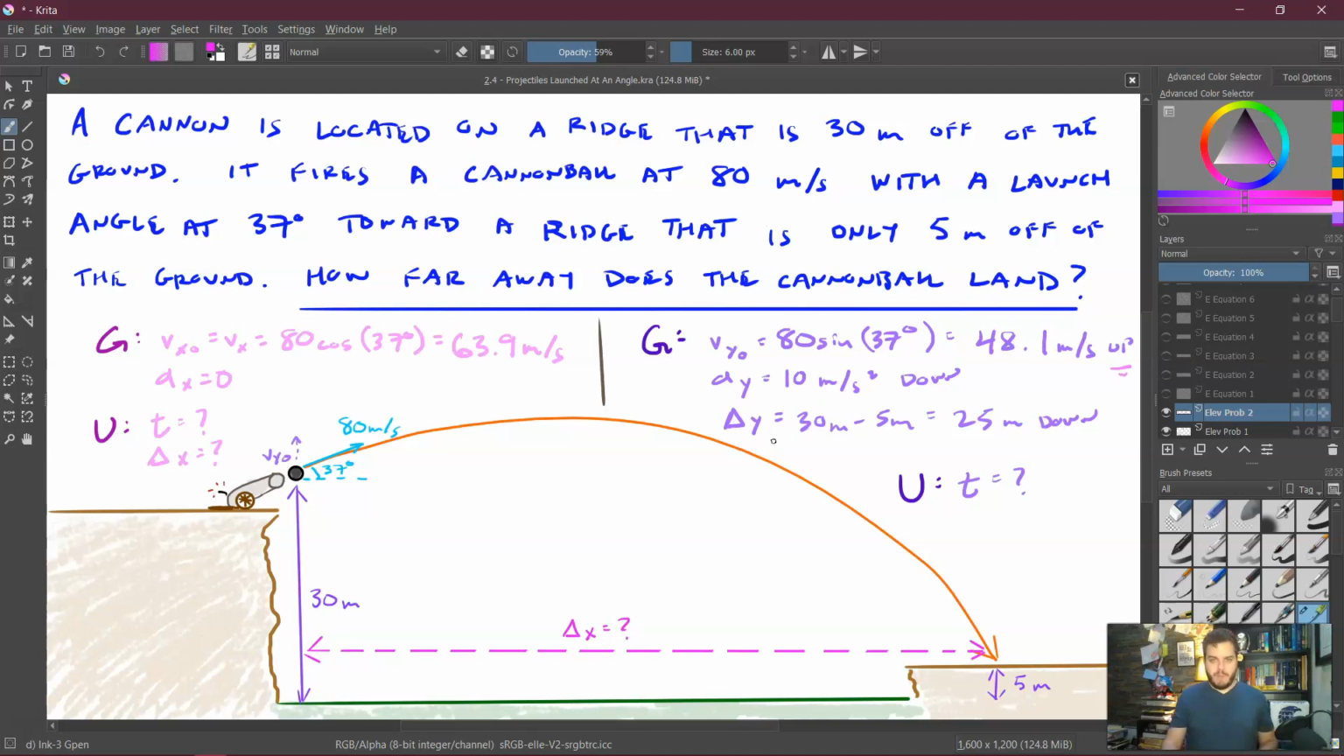And my delta y, now this is tricky. It was 30 meters up, but it landed at 5 meters above the ground, so that's going to be about 25 meters, this is super important, down. It is going to land 25 meters down from its current position. If you forget this, you're going to be in a lot of trouble. You have to remember that piece, or else your math's not going to work out. And the unknown is therefore going to be time.